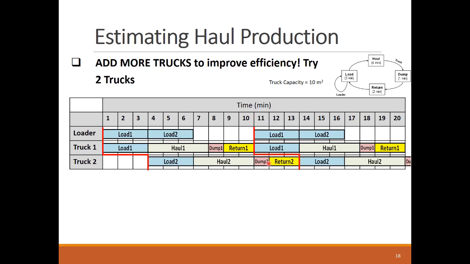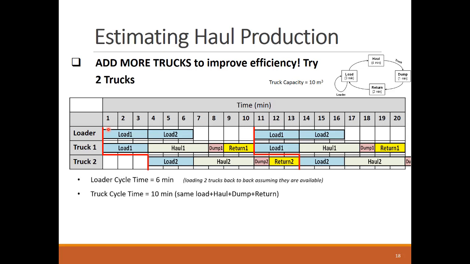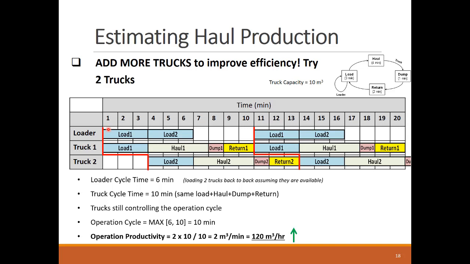The cycle time of the loader is considered 6 minutes, which is the time it takes to load 2 trucks, assuming they are always available to be loaded. The truck cycle time is still the same. So the trucks are still controlling the operation due to their longer cycle time. But during the single cycle of the whole operation, the crew delivers 2 trucks payloads every 10 minutes. This means we double the productivity by doubling the number of trucks.